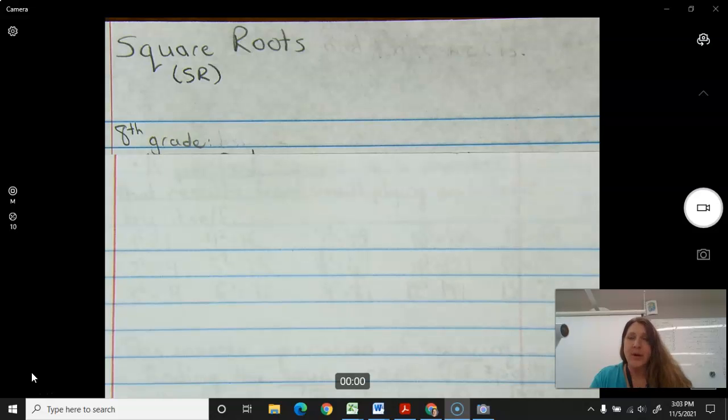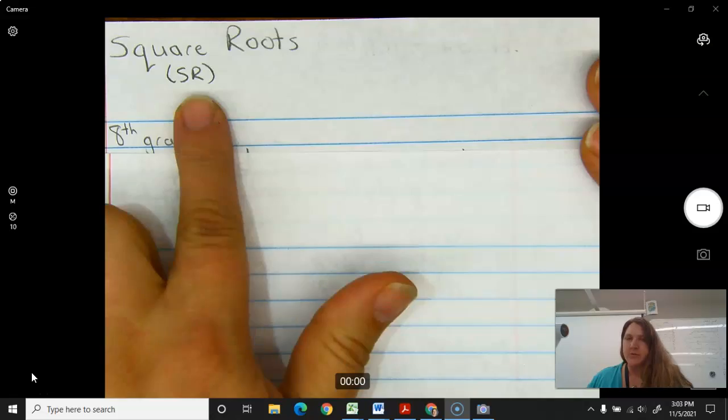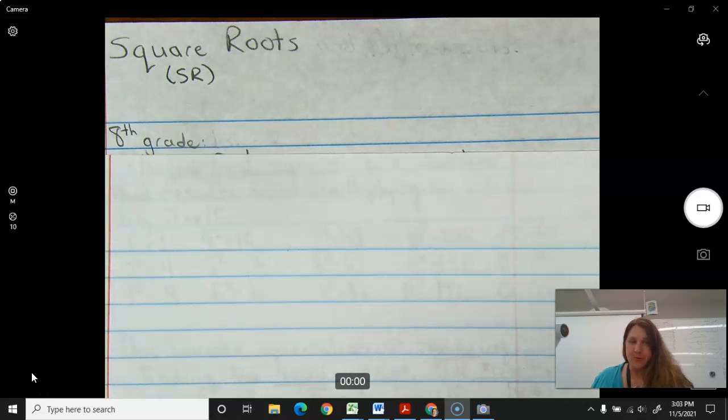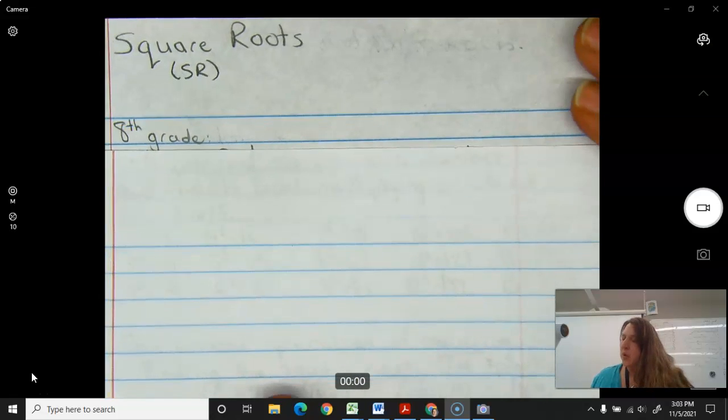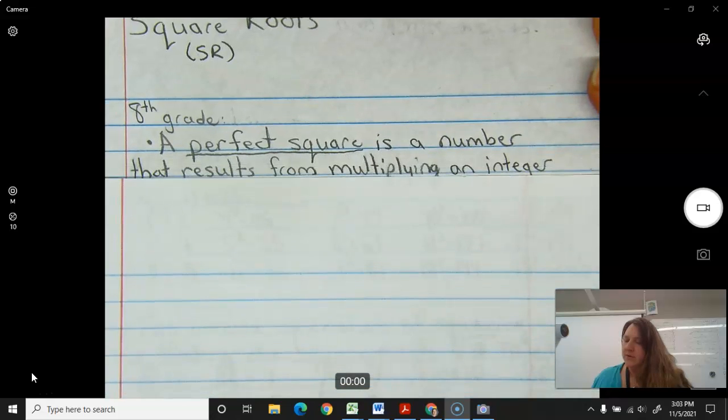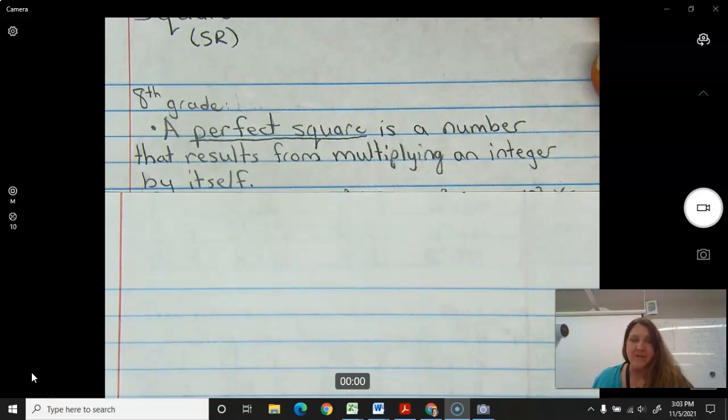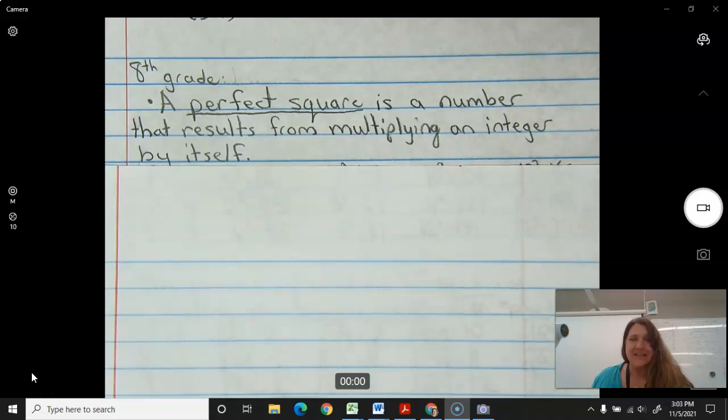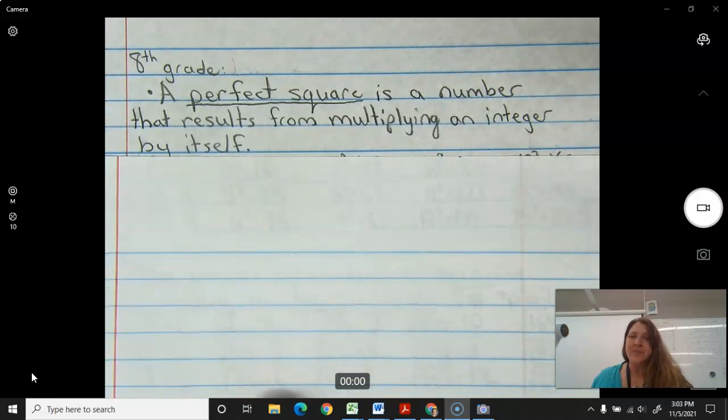Looking at square roots, also known as SR, is what we can refer to them as. And we are first going to start off with what is the definition and what exactly is a square root.